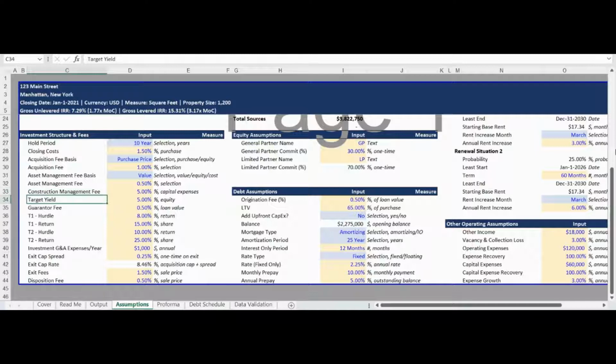The model is pre-built for a variety of investment fee structures including acquisition fees, investment management fees, construction management fees, guarantor fees, and disposition fees. The model is pre-built with a two-tier waterfall model plus the return of capital and a preferred return. This section also includes the important assumption for spread on exit cap rate to generate the investment disposition value.